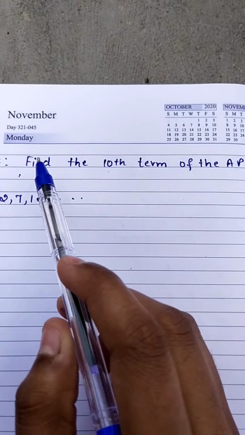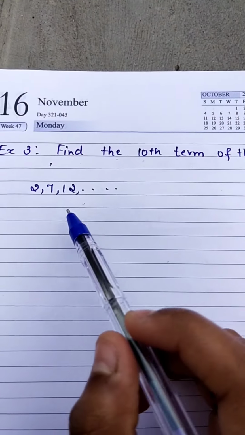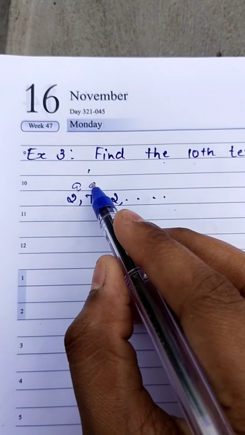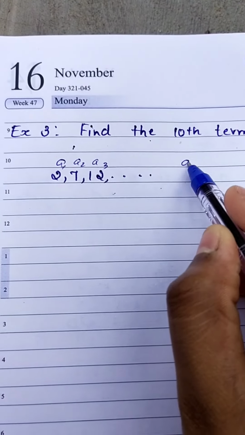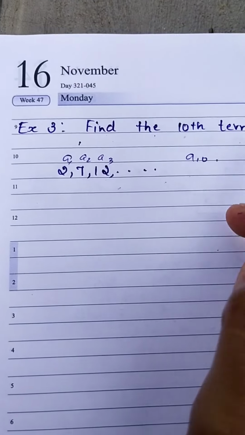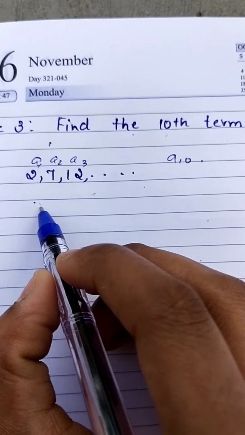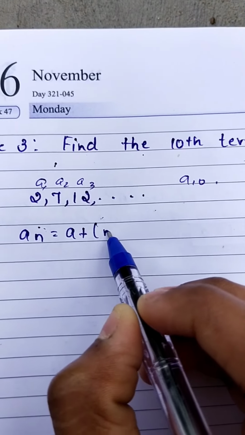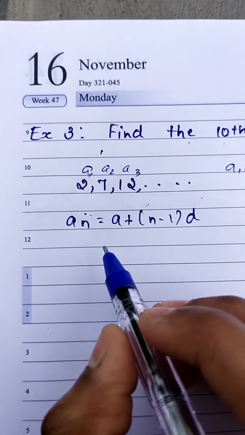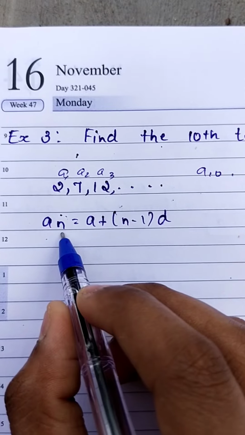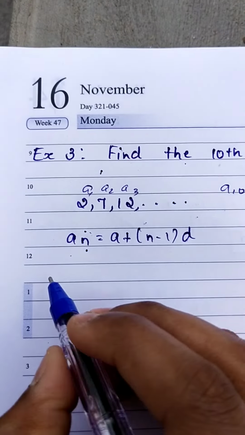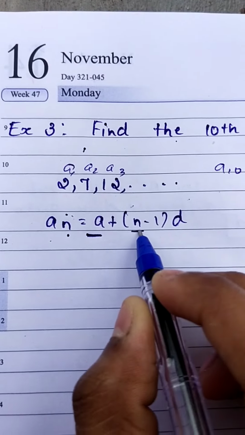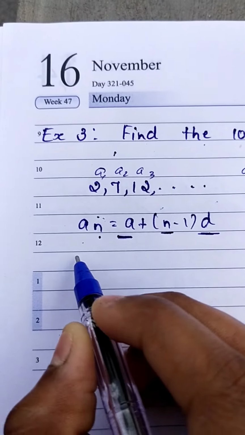Here, find the 10th term of the AP. In this AP, this is the first term, the second term, and this is the third term. You have to find the 10th term. Let's apply the formula: an = a + (n - 1) d. To find this, you need a, n, and d.